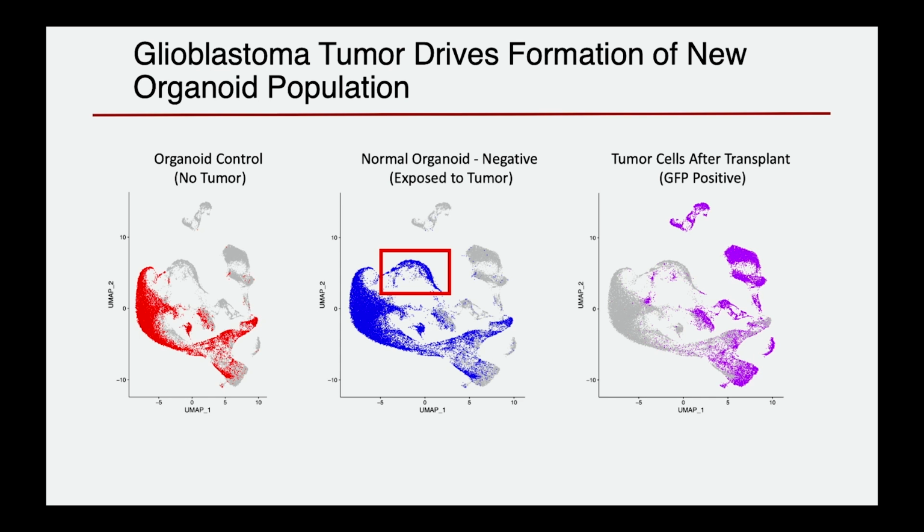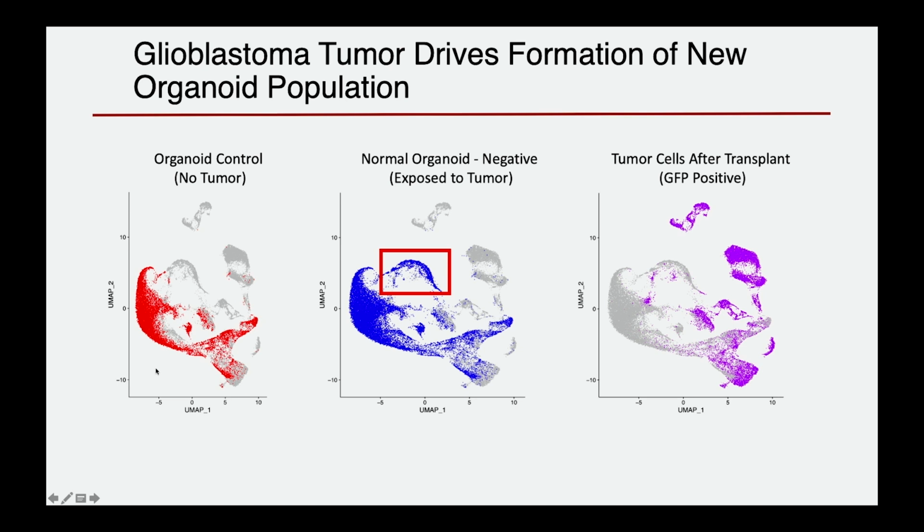So this is an example of one of the patients' tumors that we transplanted into the organoid. And when doing these experiments, when possible, we always try to sequence the tumor as well as control samples. So here you can see on the right, the GFP positive sorted cells. These are the tumor cells that grew in the organoid for about 3 weeks, and then we retrieved them. On the left, you can see a batch matched organoid control.